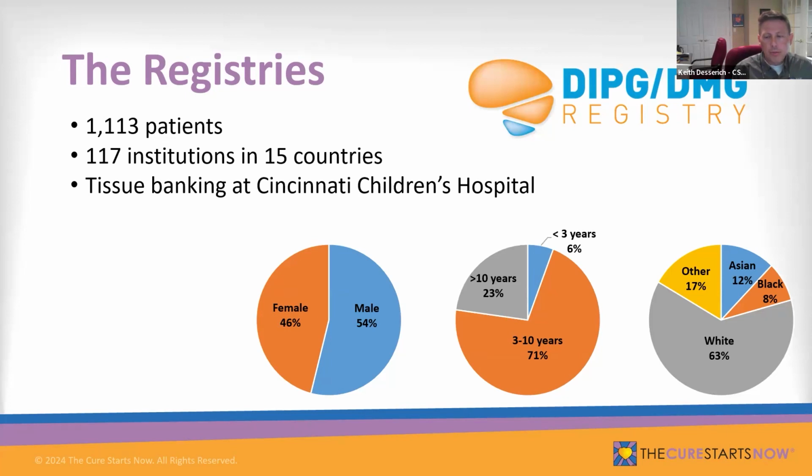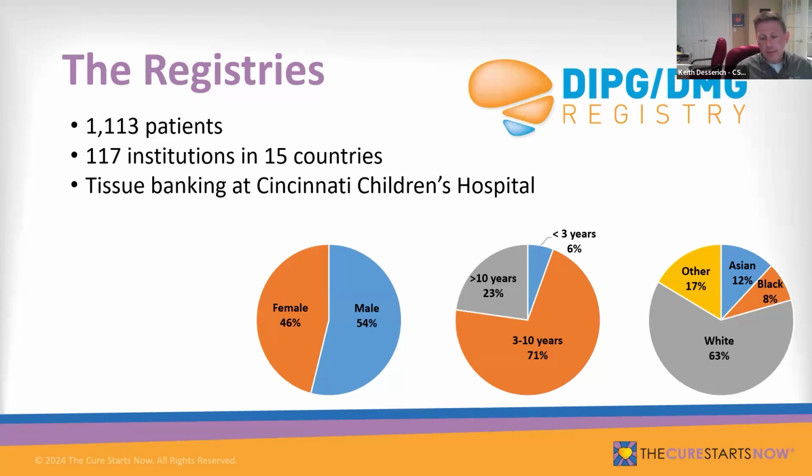The International DIPG DMG Registry has, and this is data as of last year, so it is a little bit old and it has grown since then, 1,113 patients and 117 institutions. We're quite proud of that. That's a very good amount of buy-in from institutions around the world. And the tissue banking is done here locally at Cincinnati Children's Hospital.